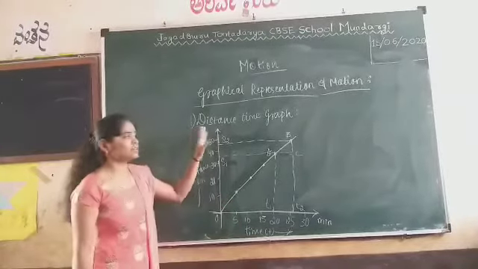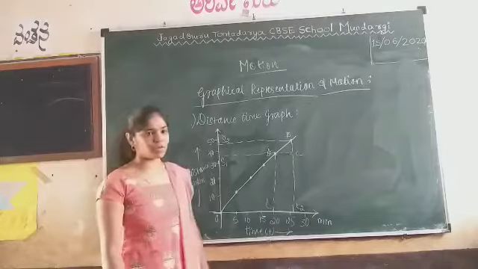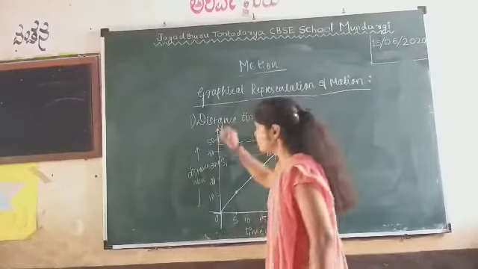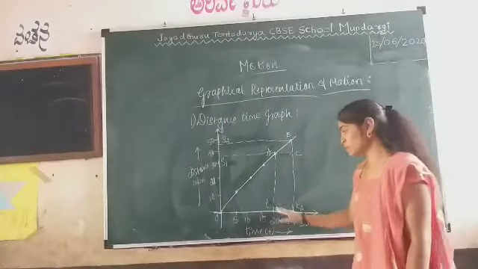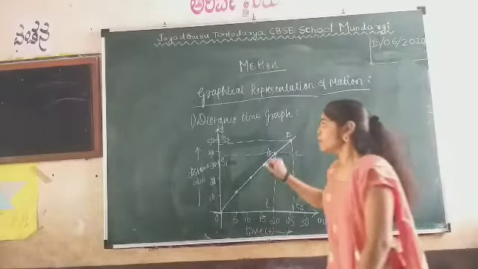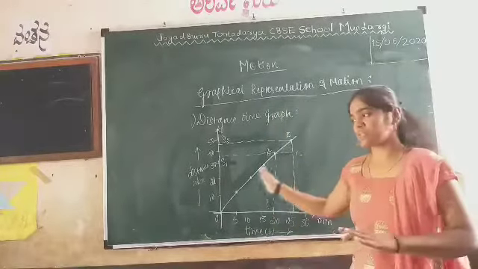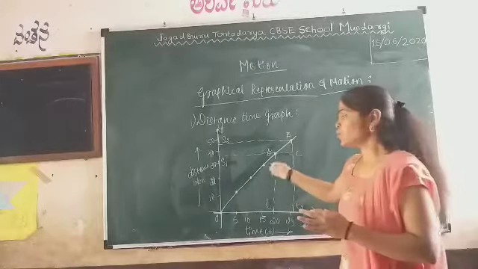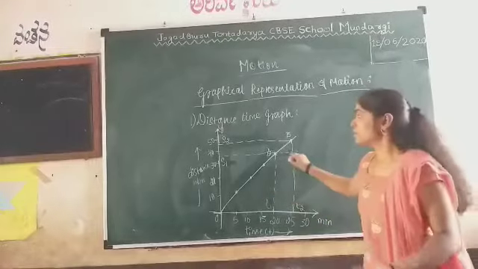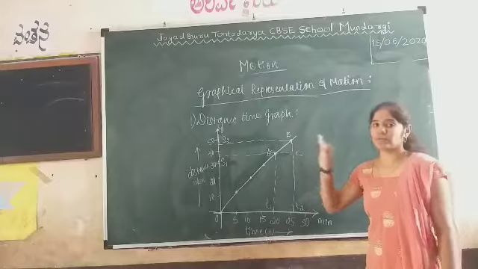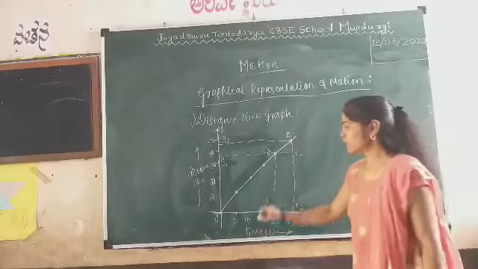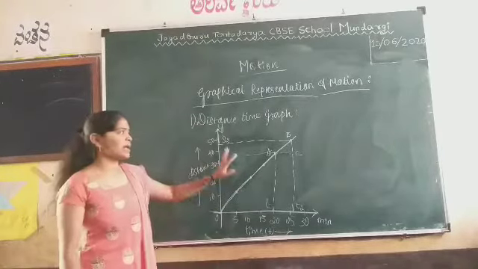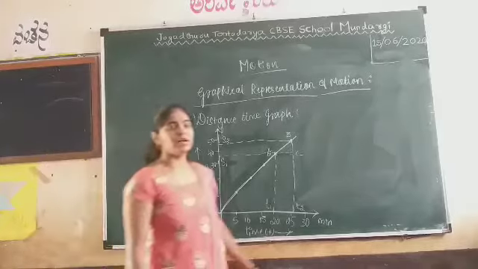The first one is the distance time graph. Here in the distance time graph we are considering the distance on the y-axis and the time interval on the x-axis. In this first case, the object is moving with uniform speed. Hence, it shows a linear graph. It is helpful to calculate the distance and the time interval.